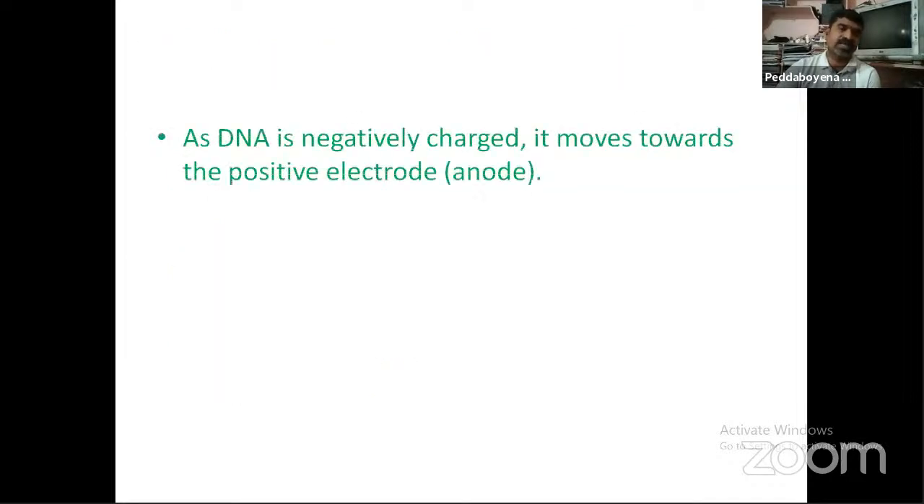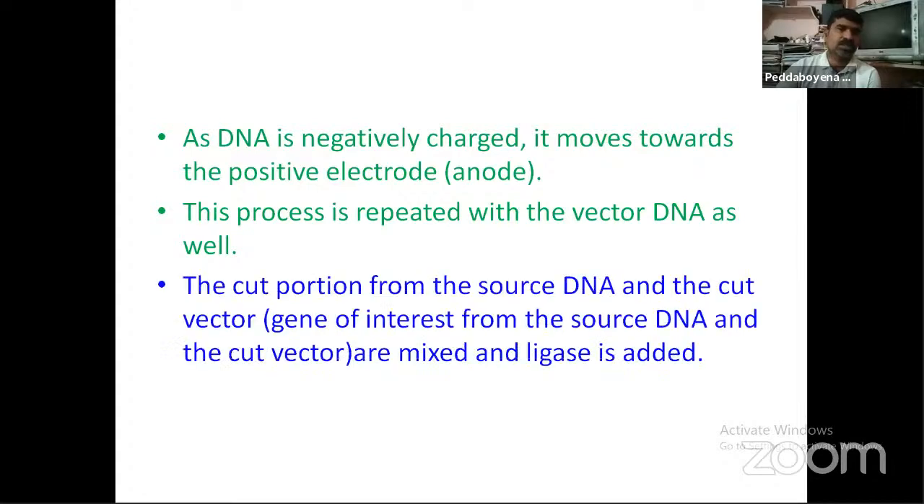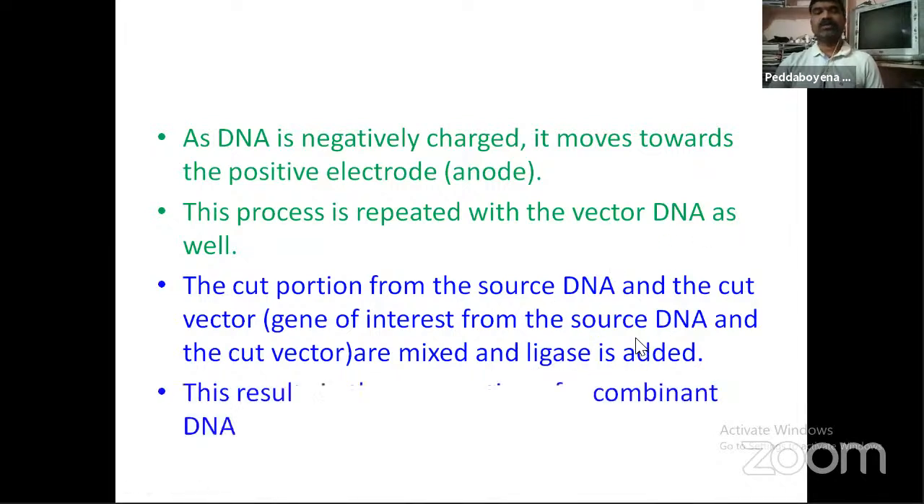electrophoresis. Here, as the DNA is negatively charged, it moves towards the positive electrode, the anode. This process is repeated with the vector DNA as well. The gene of interest from the source DNA and the cut vector are mixed and ligase enzyme is added. These steps result in the preparation of recombinant DNA.